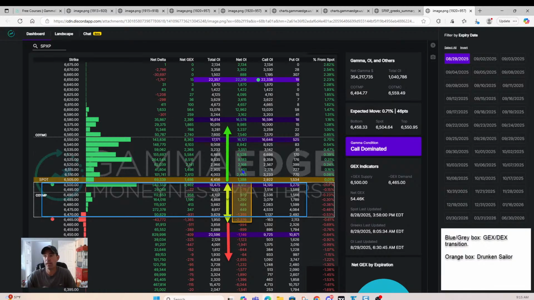Again, I'm not anticipating us to drive much higher than 6,500 unless we see that out of the money call speculation start to come in. You see the net OI here. We'd have to see a large amount. Obviously, long weekend heading into the Labor Day weekend.